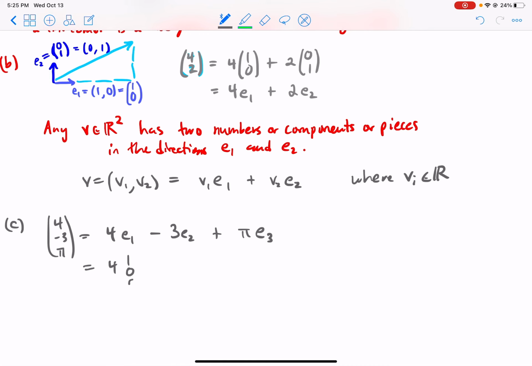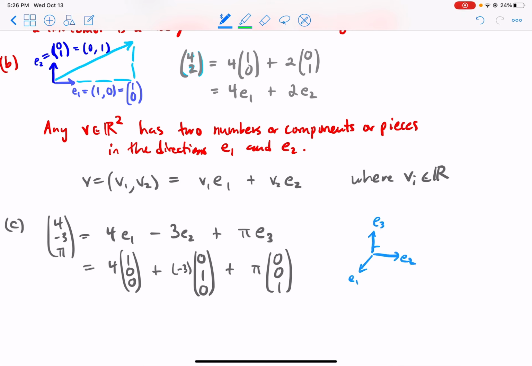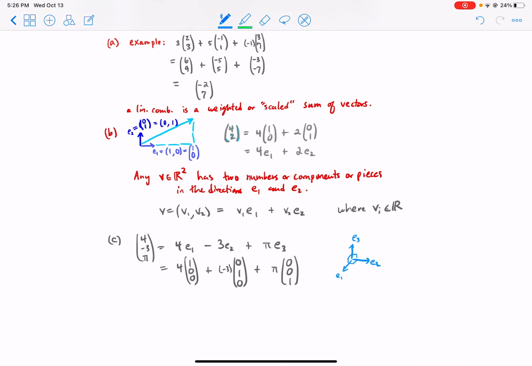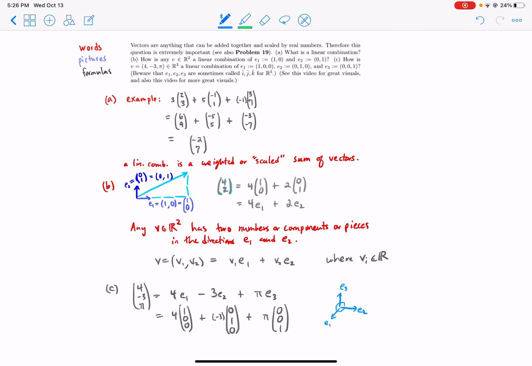meaning I could also write this as, like, that's what e1 means. That's what e2 means. And that's what e3 means. And then, in a picture, usually I guess I write e1 going this way, e2 going that way, and e3 going that way. They're all at 90 degrees. Okay. Words, formulas, pictures, looks good.